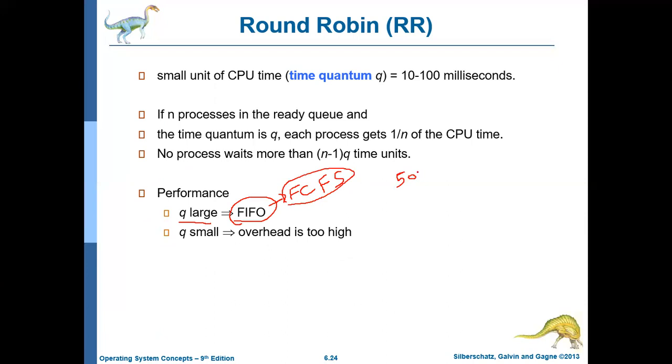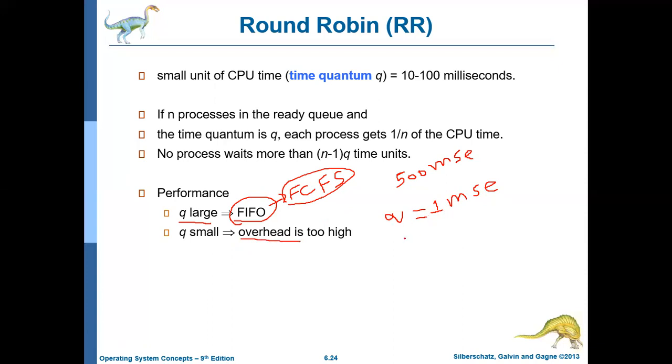Then what happens is, if a process gets the CPU, it is not going to release the CPU before 500 milliseconds. So it is more or less equal to an FCFS scheduling algorithm. If the value of q is very small, say q is equal to 1 millisecond, then most of the time the CPU will be spent in context switching, which will increase the overhead of the processor. The overhead will become too high if the q value is very small.